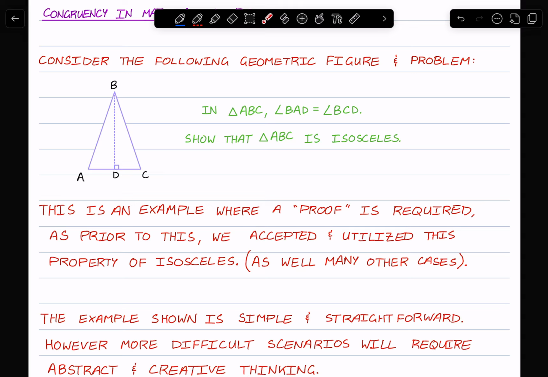So this is an example where a proof is required, since prior to this, we accepted and utilized this property of isosceles triangles, as well as many other cases. We've always seemed to accept that if these two angles are equal, then it must be the case that this is an isosceles triangle. How do we know that? Well, we've so far to this point just accepted that idea.